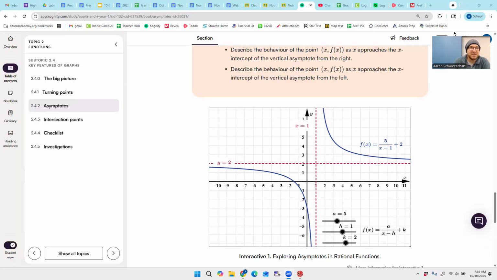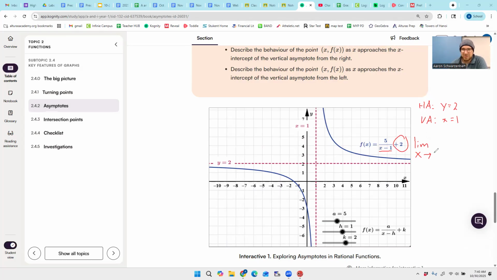Looking at something like this, a slightly different graph but almost the same thing, I can see my horizontal or end behavior asymptote is at y equals 2, and my vertical asymptote is at x equals 1, because that's the solution to x minus 1 equals 0. So we might be asked to write this with end behavior notation, and they've got some sort of limit notation. If you use limit notation on the exam, they'll be happy.